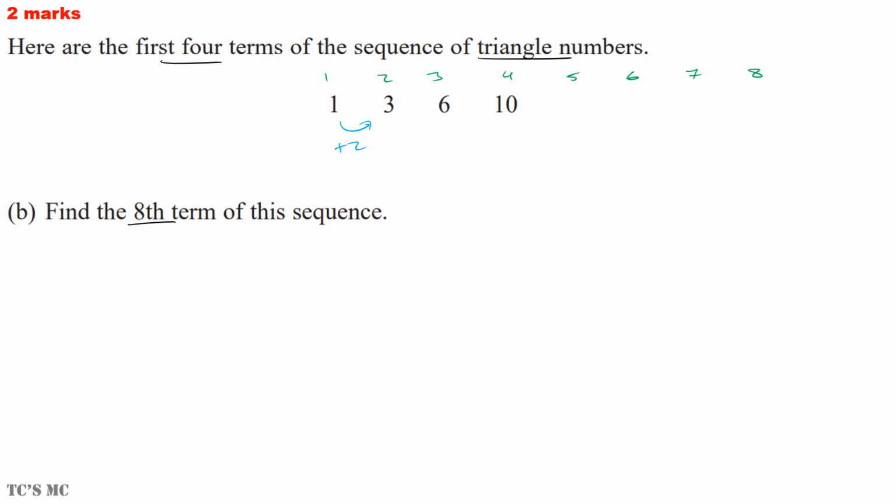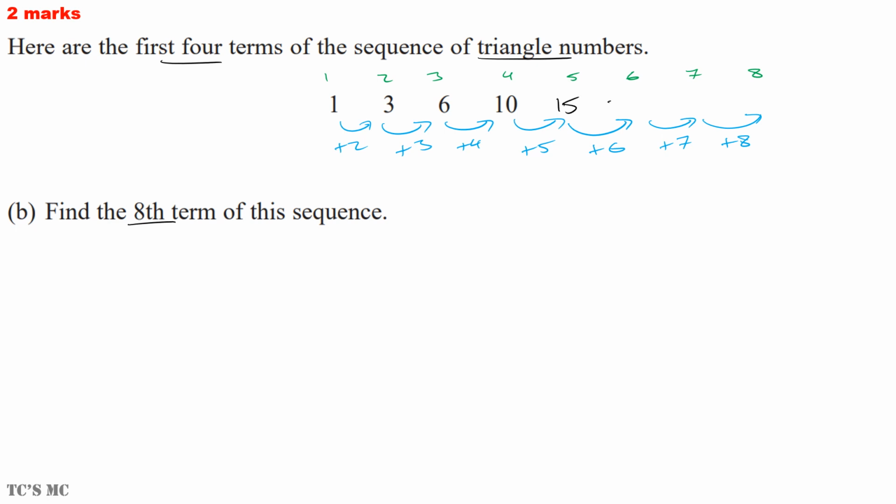We are doing add 2, then add 3, then add 4. The next must be add 5, and then add 6, and then add 7, and for the 8th term it must be add 8. For working out that the 5th term is 15, we now have our first mark.